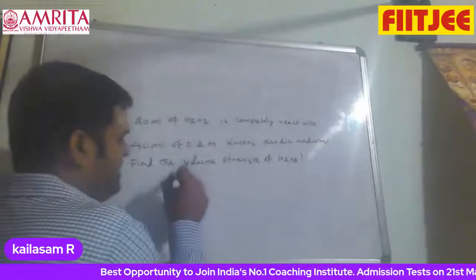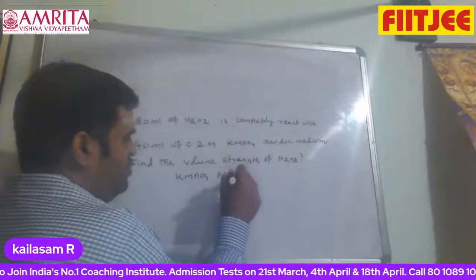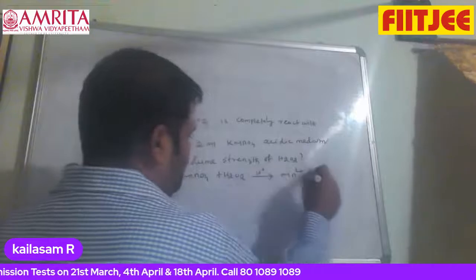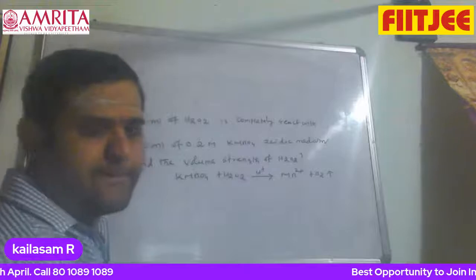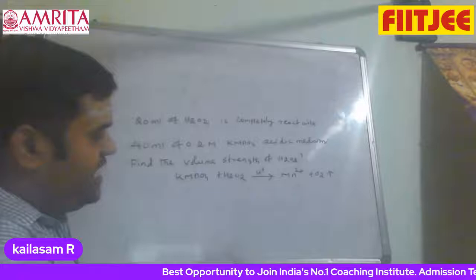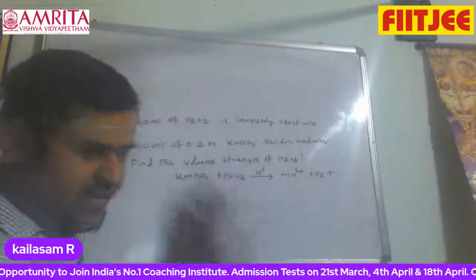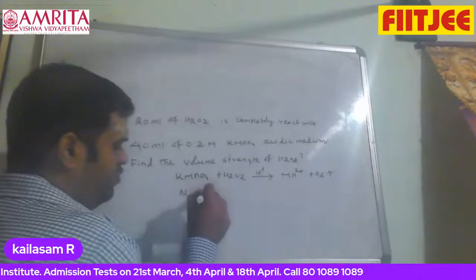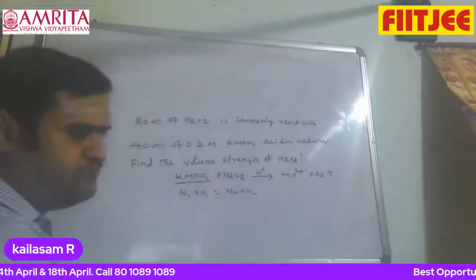First we should know what the reaction is. KMnO4 plus H2O2 gives Mn2 plus, because the medium is acidic, plus O2 gas liberated. Why? KMnO4 is the oxidizing agent, because hydrogen peroxide can act as both oxidizing and reducing agent. As per the law of gram equivalence, normality into volume, for hydrogen peroxide, N1 V1 is equal to N2 V2 for KMnO4.